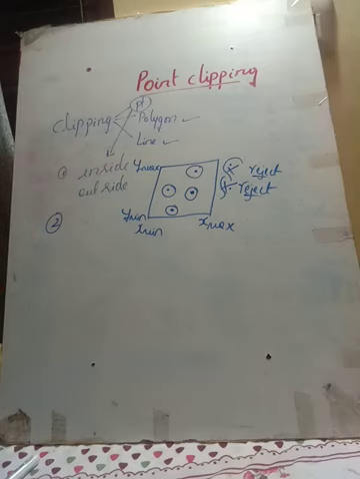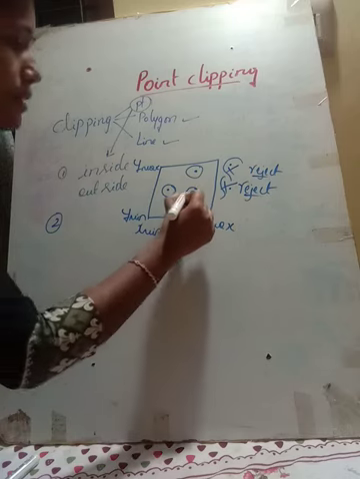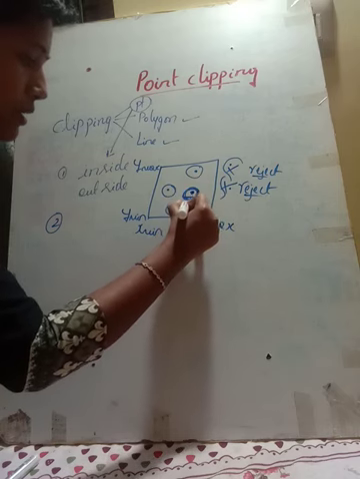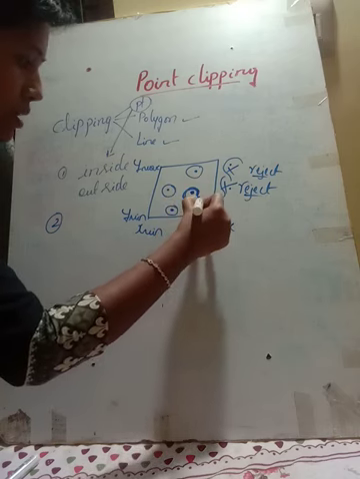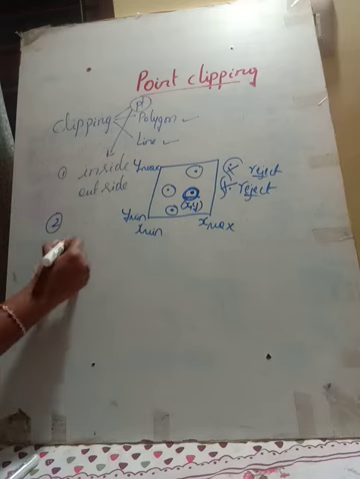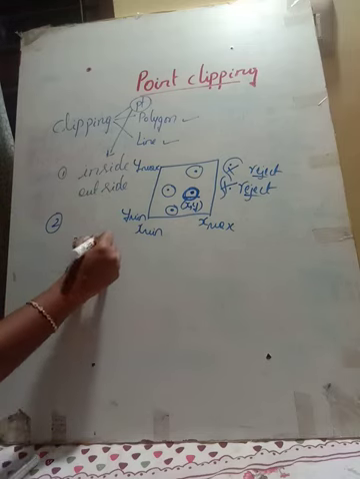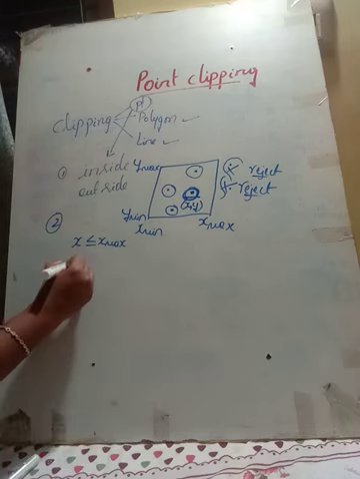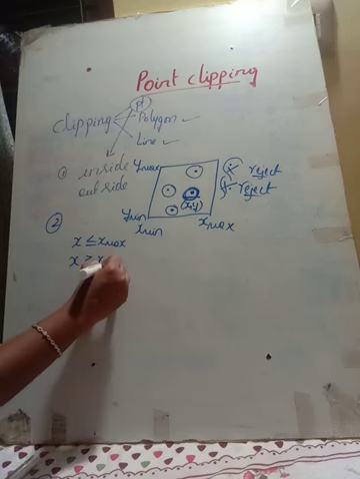Now, we cannot consider all points together. Consider the points one by one. If you consider this point, assume we give it the name x comma y. If x comma y is somewhere within the window, it depends on the condition: x must be less than or equal to x maximum, and x must be greater than or equal to x minimum.